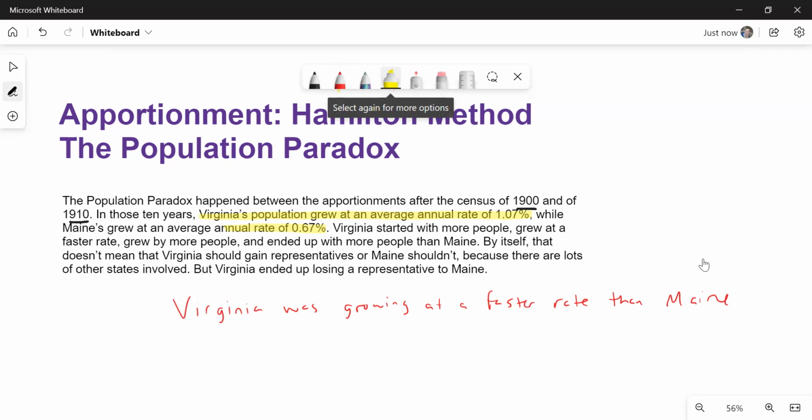By itself, that doesn't mean that Virginia should gain representatives or Maine shouldn't, because there are lots of other states involved. But here's the key. Virginia ended up losing a representative to Maine. Wait, that makes no sense, right? Yeah, exactly. That's a paradox.